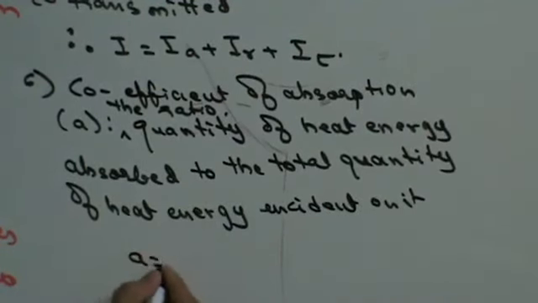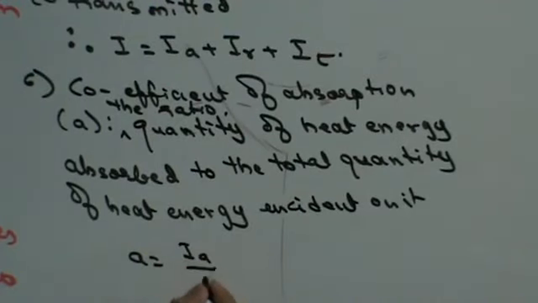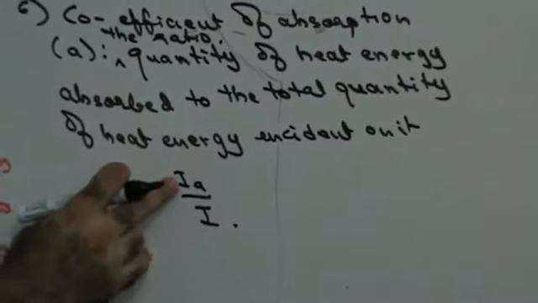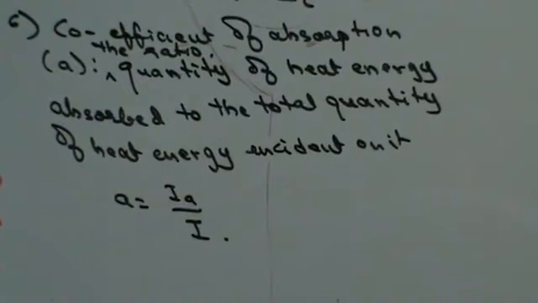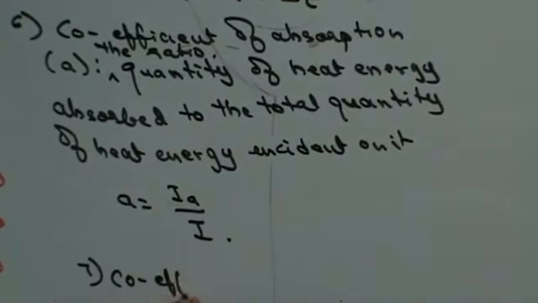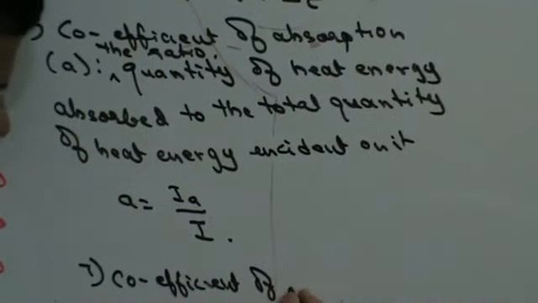So in terms of formula, I can say a is equal to Ia upon I. It is defined as the ratio of the amount of heat energy absorbed to the total amount of radiant heat energy incident on it. Similarly, I can define coefficient of reflection.